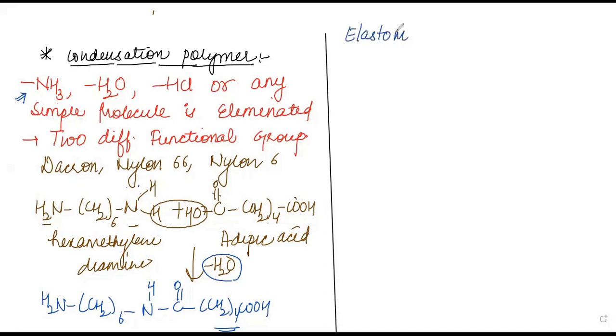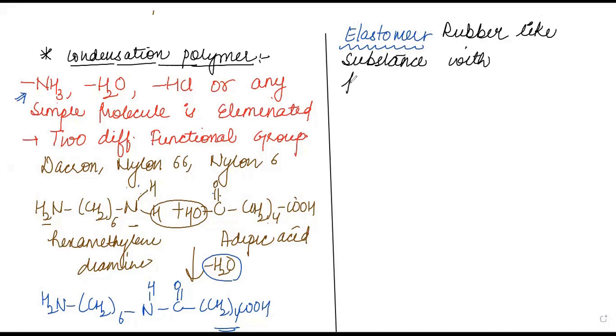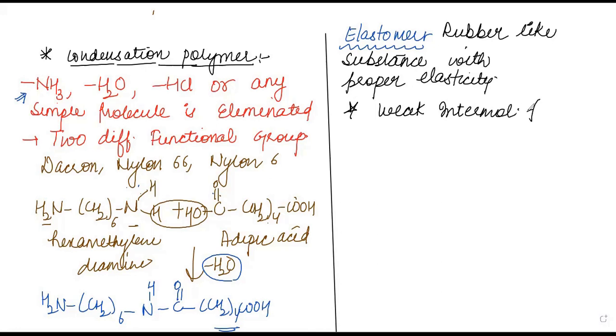Okay, next I am talking about elastomer. This is another type that depends upon the molecular forces. So what is an elastomer? Just as the name suggests, like elastic, it is a rubber-like substance with proper elasticity. We pull an elastic and release it, and it returns back to its original shape. So this is all related to elastomers. They have elasticity, and here weak van der Waals forces are there. Please note down, weak intermolecular forces are there.